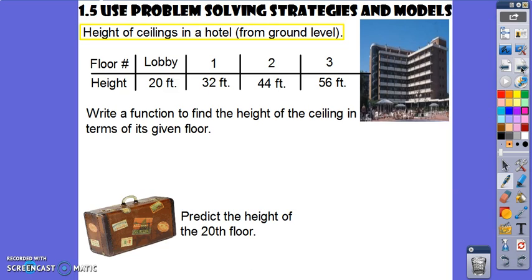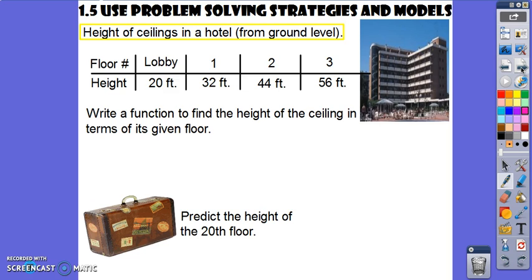Today's lesson is about using problem-solving strategies and models. Today's lesson is just to teach us not to be afraid of word problems. Here's a little table of numbers that has the floor number versus the height of the ceiling. The lobby's 20 feet tall. Once you get up to the first floor, you're 32 feet up to that ceiling, 44 feet.